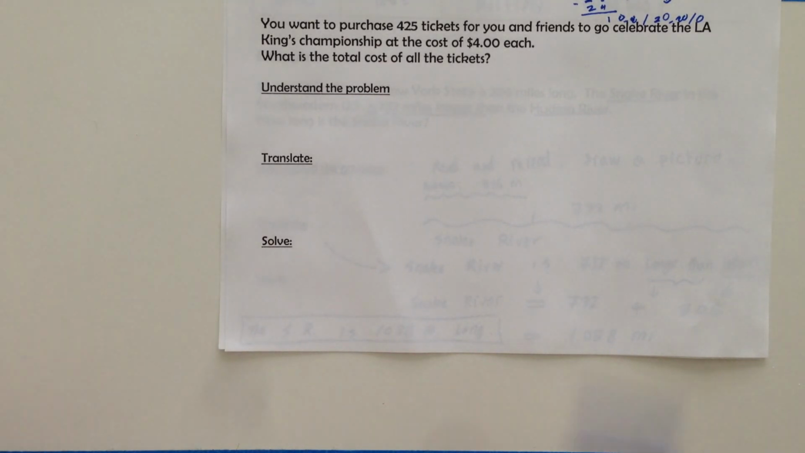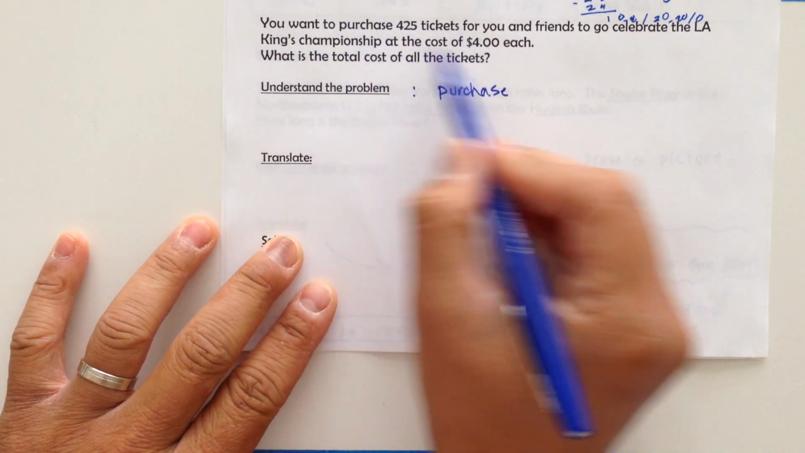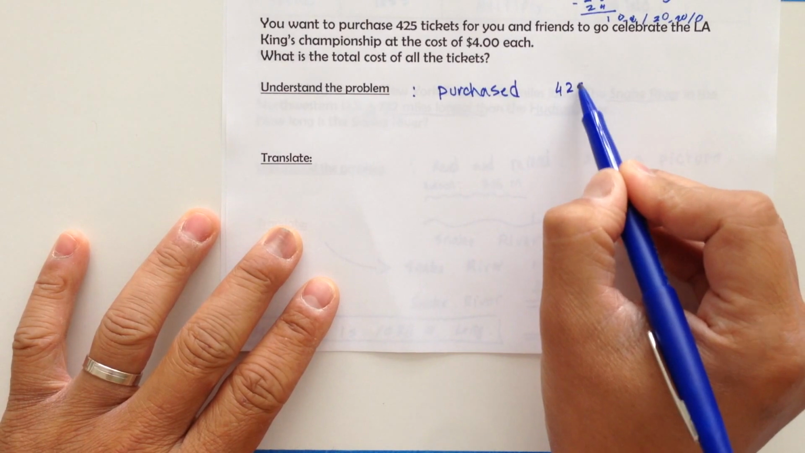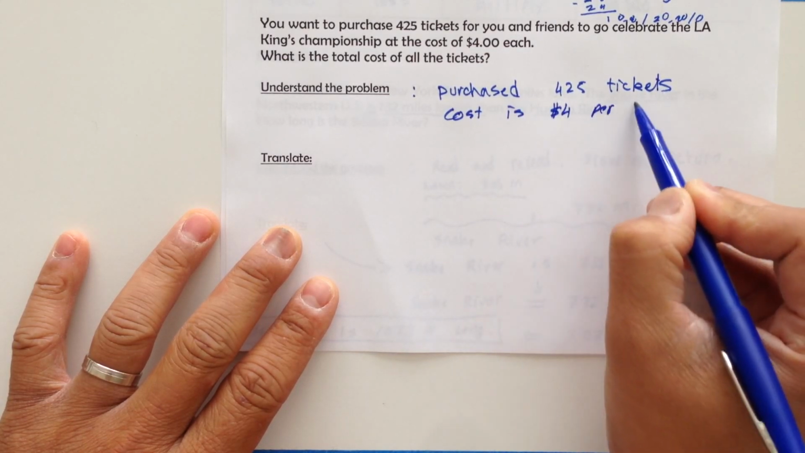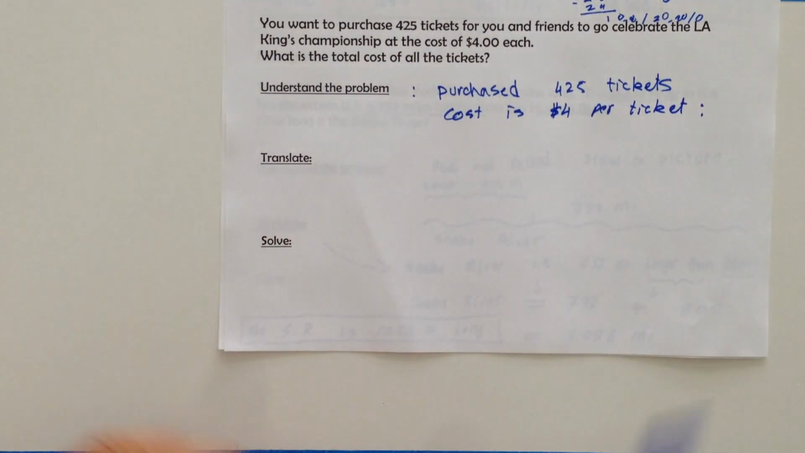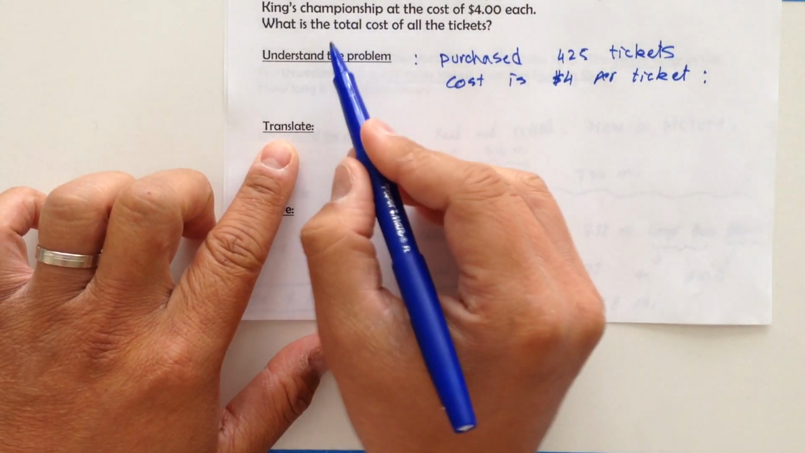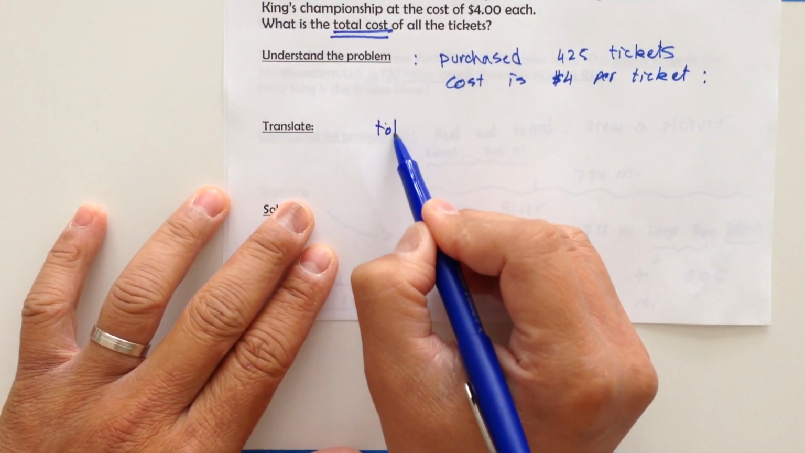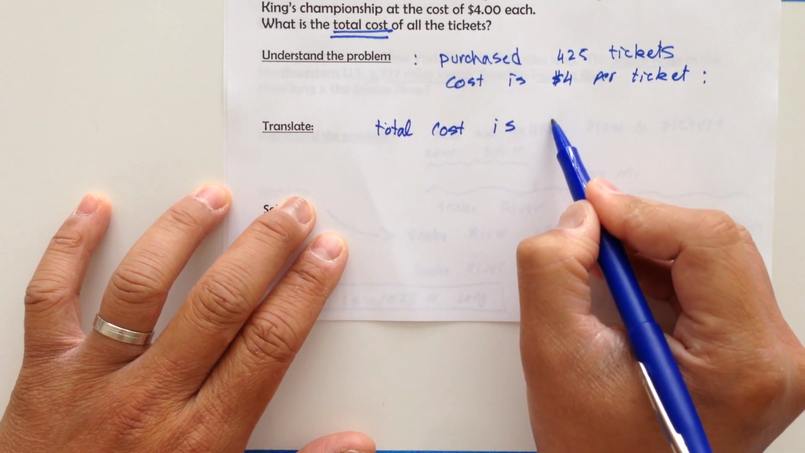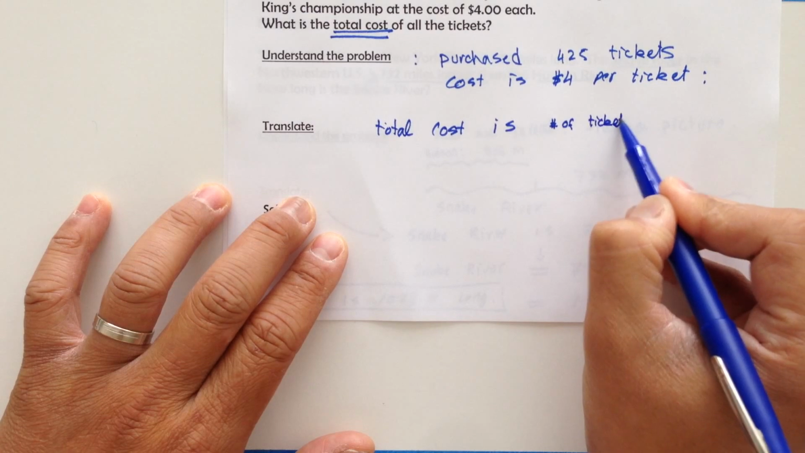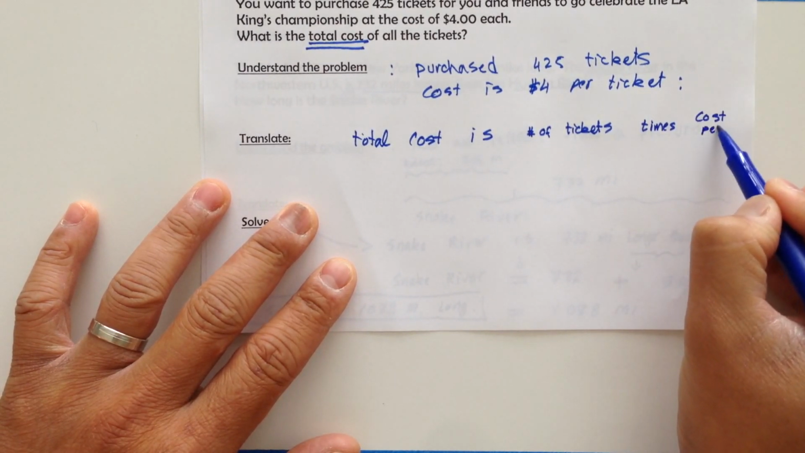So we would try to understand the problem by reading the problem again if you need, but if you did, then you can summarize what the problem says. So purchase 425 tickets. Okay, cost is $4 per ticket. All right, let's go ahead and write this in a phrase, and then we're going to translate it to solve. So total cost, because we're looking for what is the total cost. Right, so total cost is the number of tickets times the cost per ticket.